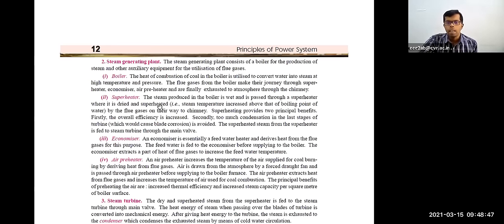So superheating provides two principal benefits. First, overall efficiency also increases. Secondly, too much condensation in the last stages of the turbine is avoided. Too much condensation means some water molecules sometimes stay in the turbine, and that also will be avoided. Otherwise it causes blade corrosion.